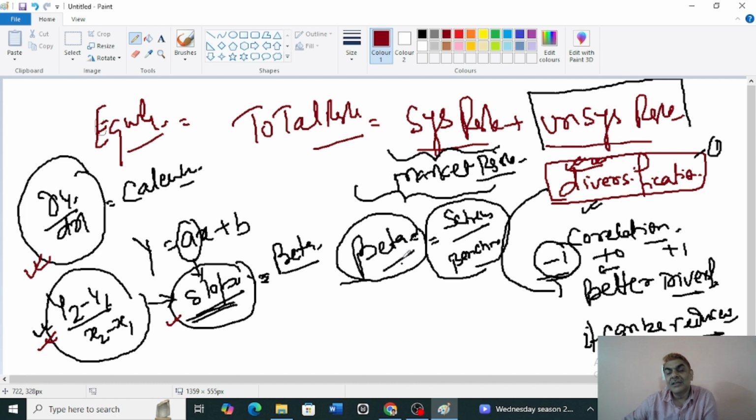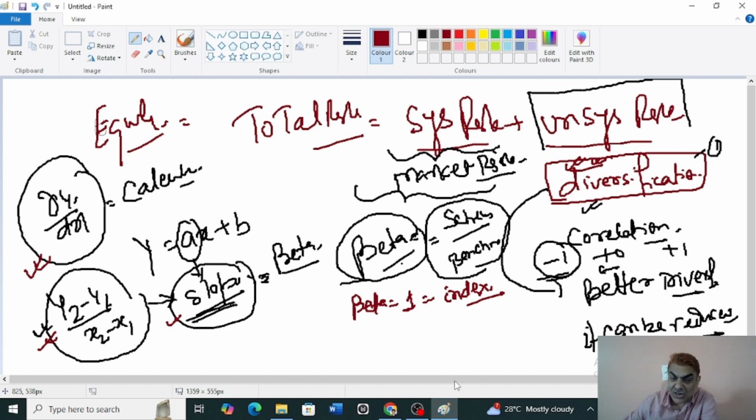So beta is nothing but the ratio between the performance of a scheme and the performance of a benchmark. Now, if beta is equal to 1, an interesting thing, that means the performance of a scheme is equal to the performance of the benchmark. So that is nothing but like an index fund. In mutual funds, the index fund is a passively managed fund, and in that passively managed fund the beta is always 1. That is also called risk neutral. It means the performance and the risk of the scheme will be equal to the benchmark. So it's called risk neutral.